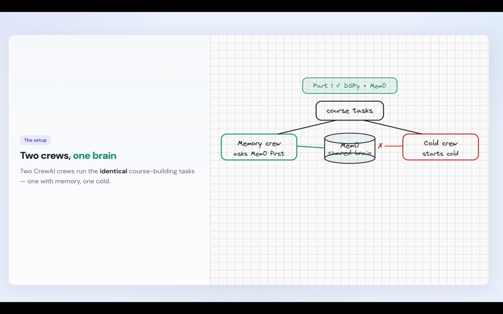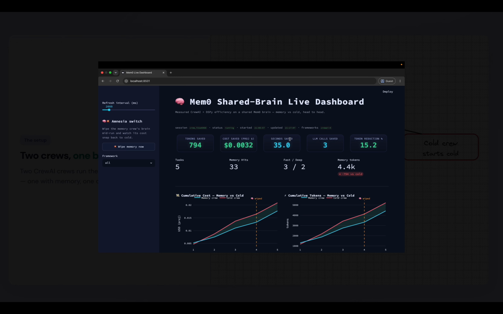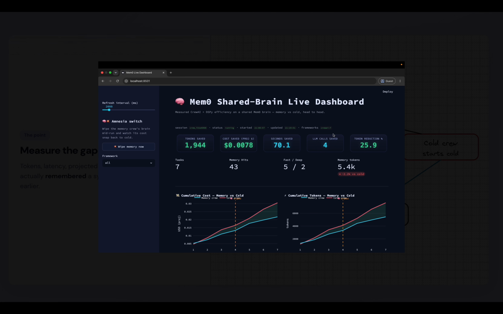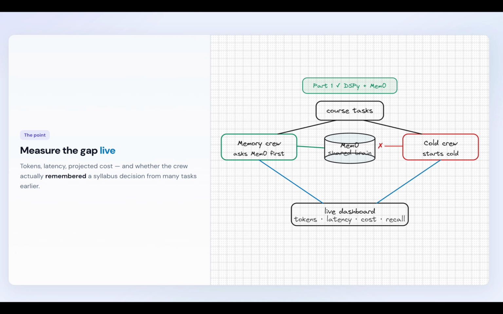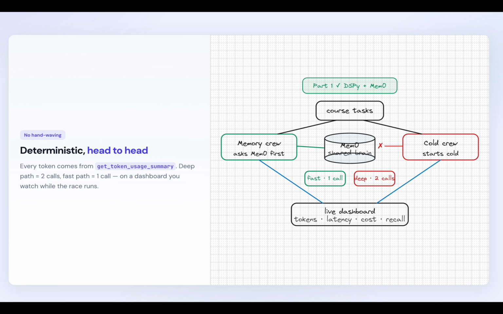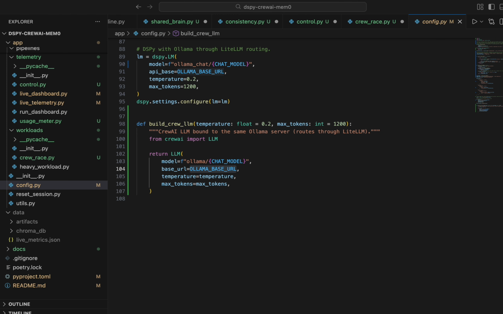And we measure the gap: tokens, latency, projected cost, and whether the crew actually remembered a syllabus decision from many tasks earlier. Every CrewAI token count comes from get token usage summary. Deep path is exactly 2 LLM calls. Fast path is exactly 1. Deterministic head-to-head on a dashboard you can watch while the race runs. So I will walk through the code, starting with config.py.